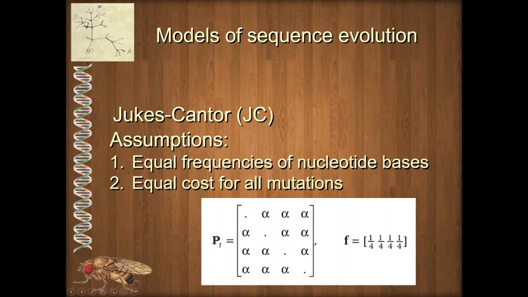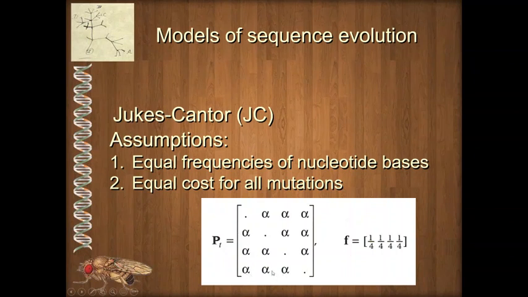So Jukes and Cantor has 2 basic assumptions, and this is the simplest model of evolution. We are assuming that the frequency of all of the base pairs is equal. They're all going to be 1/4 or 0.25, 25%. So there's an equal number of cytosines, adenines, guanines, and thymines in the DNA. That's a very simple assumption. The second assumption is that there's an equal cost for all of the different types of mutations. Here we've represented it with the Greek letter alpha. The probability of an A changing into a C is the same as an A changing into a T, as an A changing into a G.